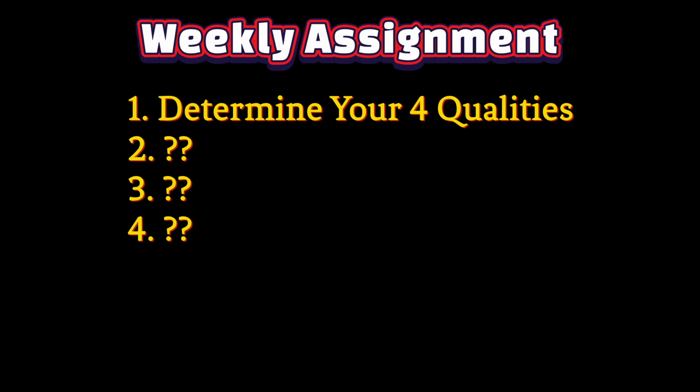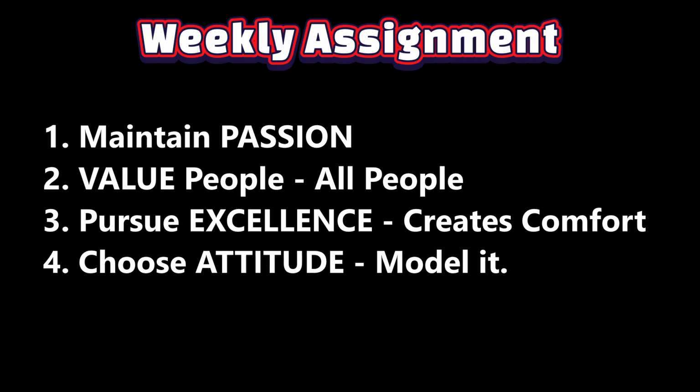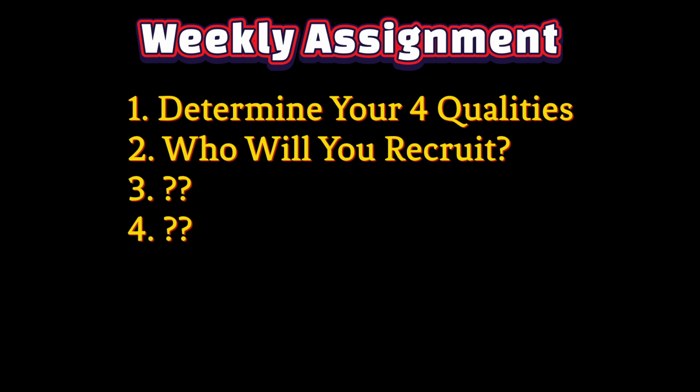If you haven't done the assignments from the previous lessons, you still have a chance. Determine the 4 most desirable qualities you want your team to display that you are willing to model and expect. Remember the 4 qualities Chris Hodges uses and shared with us. 1. Maintain passion. 2. Value people, all people. 3. Pursue excellence because excellence creates comfort. 4. Choose attitude, model, and expect the right attitude in all situations. Those are his 4 that you can adopt for yourself or let them inspire you to come up with your own.